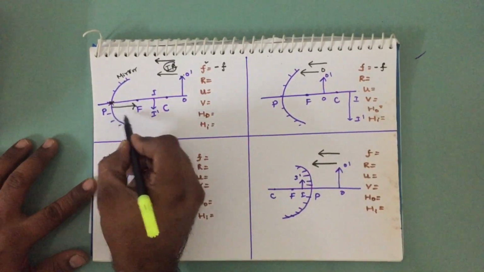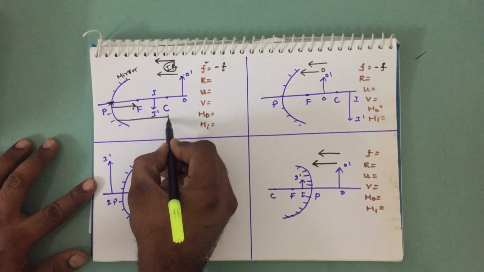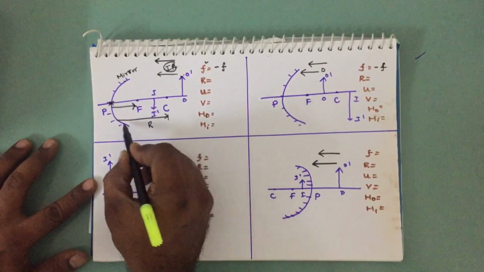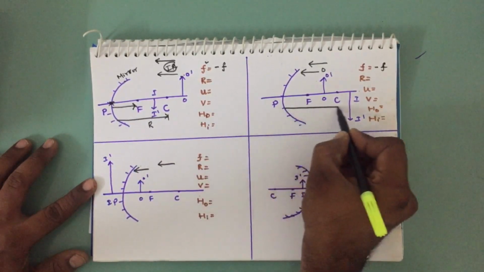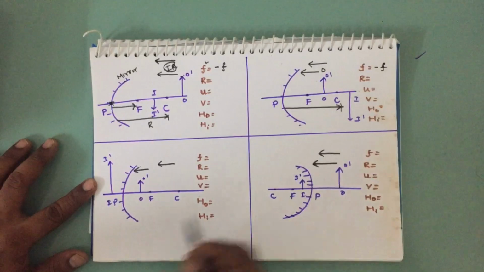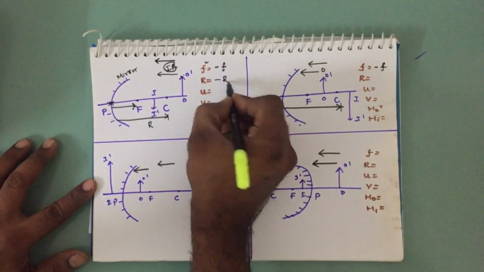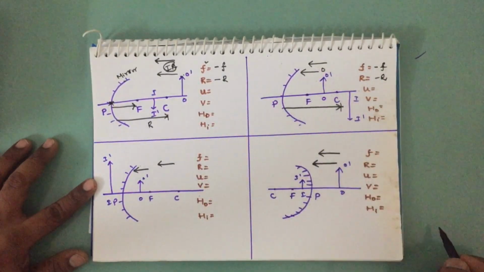In a similar way, the distance from pole to center of curvature is called the radius of curvature, which is measured in the opposite direction of the incident ray in the case of the concave mirror. So the radius of curvature of the concave mirror is negative.